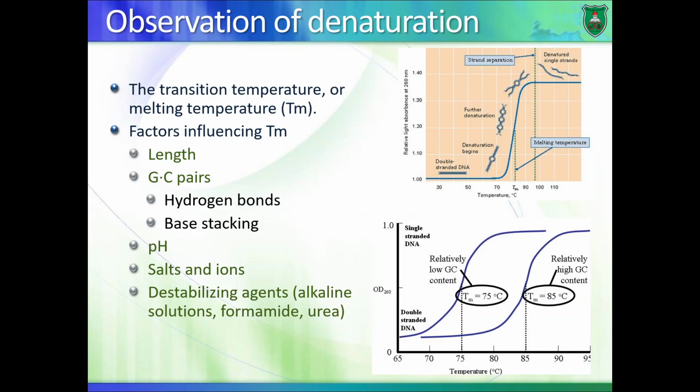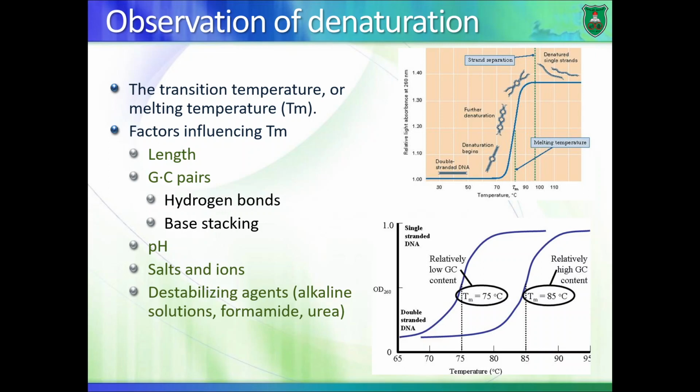Well, since negative charges would be masked, that is, they would be hidden as a result of interaction with the positively charged ions, this means that the DNA becomes more stable, and as a result, salts and ions would increase the melting temperature.